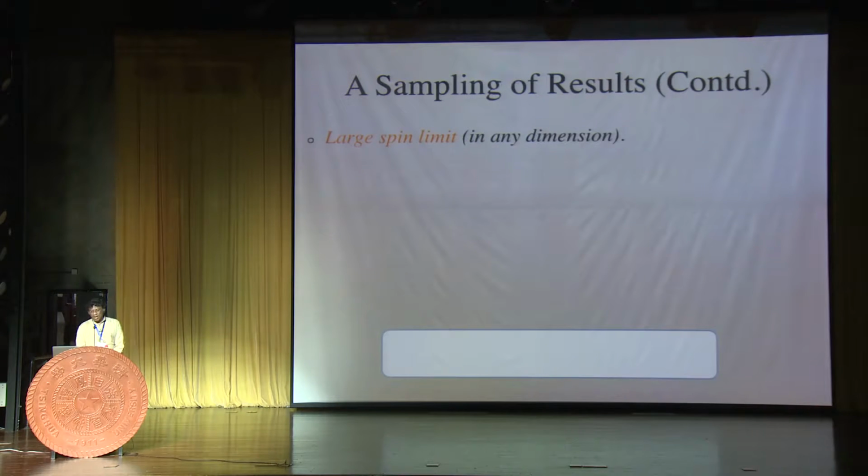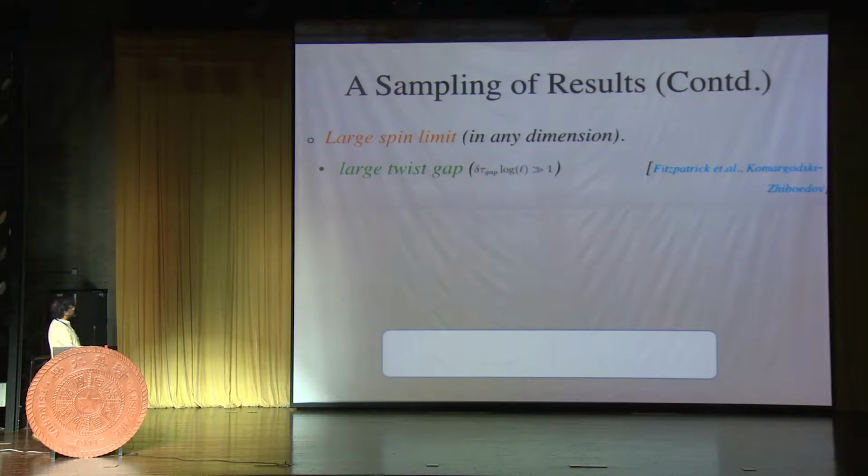There's also the large spin limit, which is something that has been studied in the last couple of years in the context of the analytic bootstrap. There are two different domains that people have studied. There's the so-called large twist gap or strong coupling regime, in which you have a minimal twist operator.